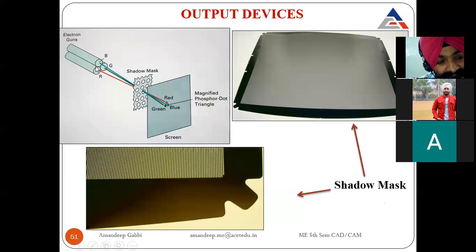These three are primary colors. When they generate electrons, it is passed through the shadow mask to focus it to a particular point to generate that particular image. This is how an image is generated in a colorful pattern. This is the shadow mask that is being used in our CRT.